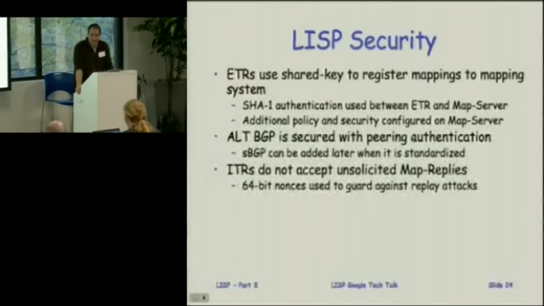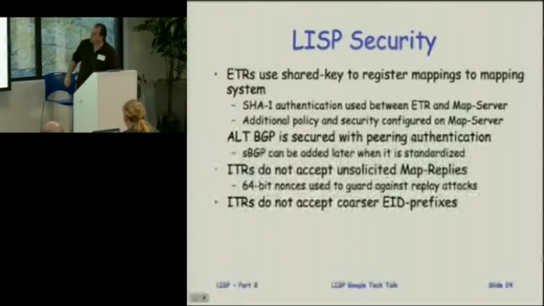ITRs do not accept unsolicited map replies. I hope this is addressing your comment, Ed. And the point here is that you must send a map request and you create a 64-bit nonce that you remember. The map reply must come back. We are using this basic concept called route returnability. If I send a packet to Scott and he replies back to me, the packet probably got to Scott. We are not going to address any man-in-the-middle attacks. Okay? So you can comment on that after the presentation.